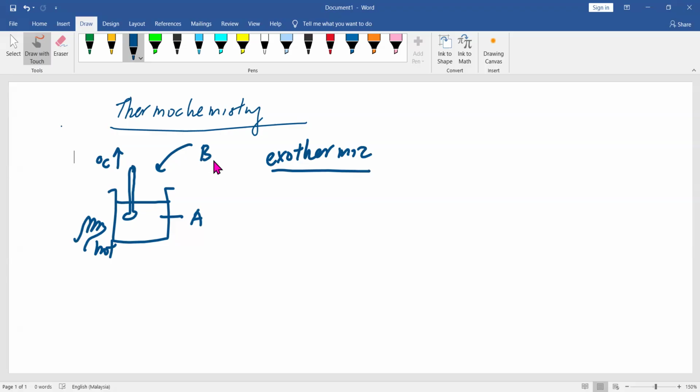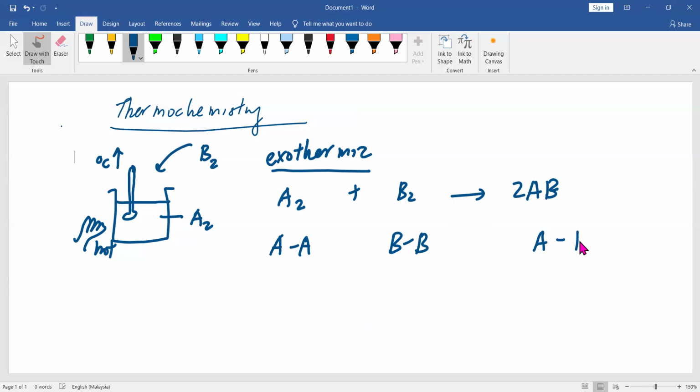Okay, now let's go one up. Let's say it's not A plus B, it's A2 plus B2, becomes 2AB. What we learned in our first two chapters is about chemical bonds. What is holding A with A? Bonds. What is holding B with B? Bonds. What causes A and B to form a new compound? New bonds. So in any chemical reaction, the first thing you need to do is break bonds.